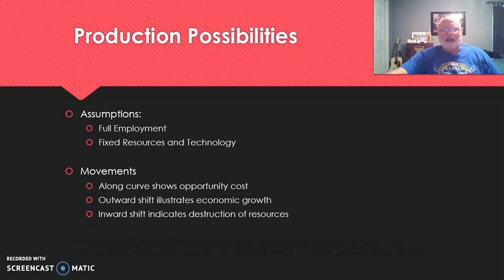An inward shift indicates destruction of resources. Like if a hurricane hit and destroyed a lot of your resources. I don't know how this current situation works with the coronavirus. Our electrical grid is up, our streets are open, our hospitals are crowded, but I don't think you would see an indication right now that there's a destruction of resources. But clearly, we're operating well inside our PPF.